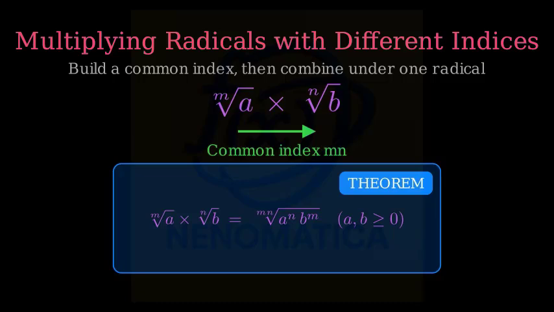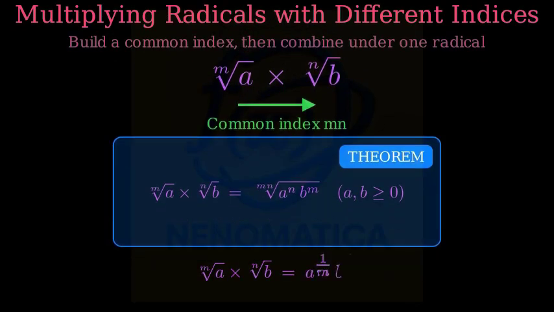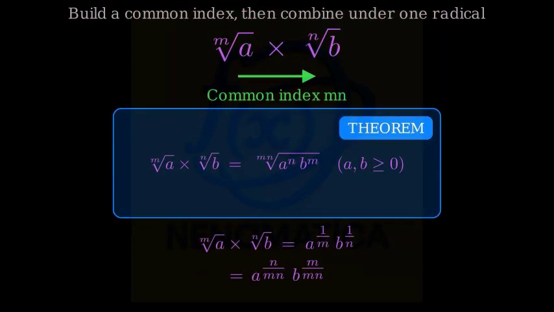Proof. We rewrite each radical using fractional exponents. That gives a to the 1 over m times b to the 1 over n. Next, give both exponents a common denominator mn. So a to the n over mn times b to the m over mn. A power with denominator mn is an mnth root.